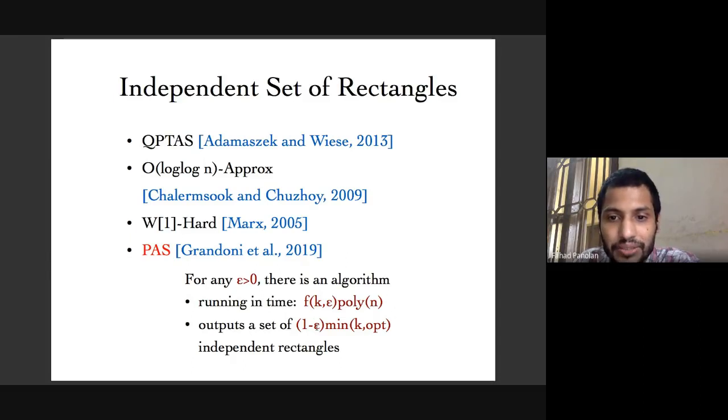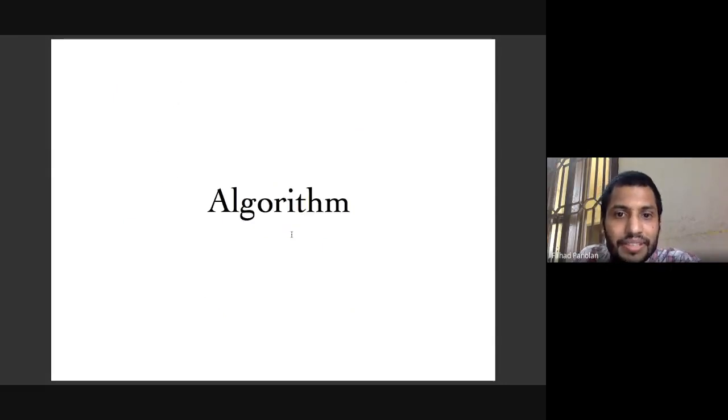So notice that this is not polynomial in the input length. It is polynomial in the input length times some function of k comma epsilon. When k is small, this is faster than a brute force algorithm. Okay, so what is the algorithm? Now I will move to the algorithm.